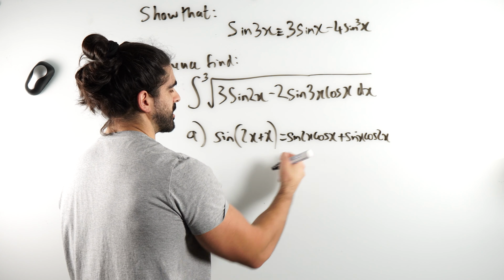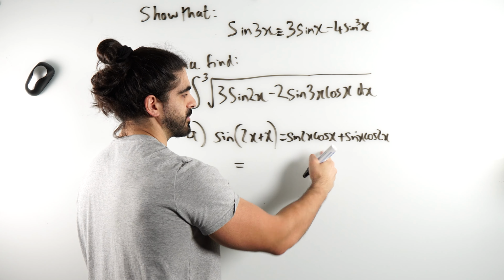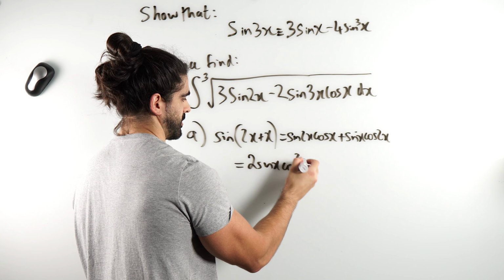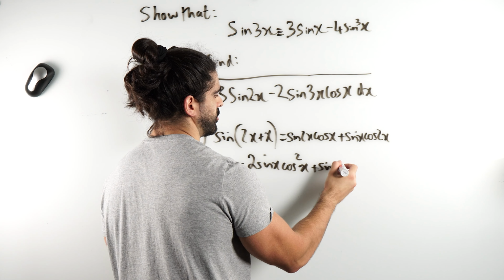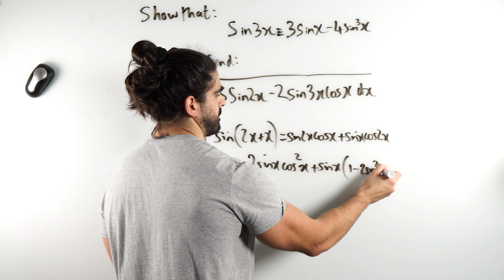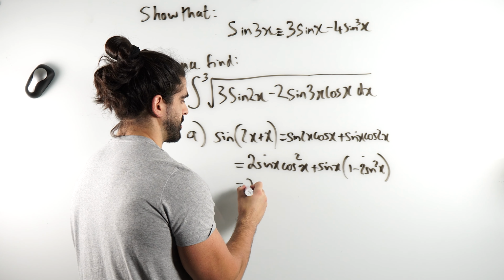Next thing we do, use our double angle identities. Sine 2x is 2 sine x cos x. Multiplied by cos, you get cos squared. So 2 sine cos squared. Now this, we're going to rewrite it exclusively in terms of sine, which is 1 minus 2 sine squared. Here also we need to change that into 1 minus sine squared.